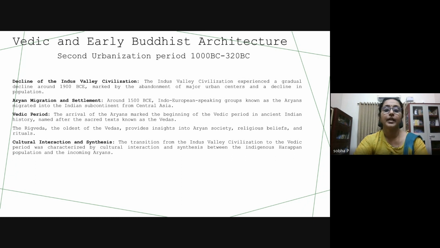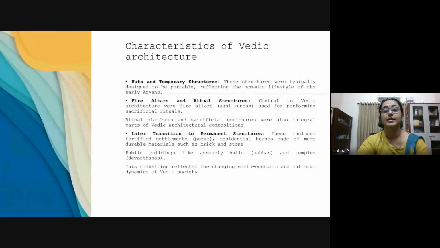And then the cultural interaction and synthesis, because in the transition from the Indus Valley civilization to the Vedic period, there was a kind of cultural interaction and synthesis between the Harappan population as well as the incoming Aryans. So that actually is the second urbanization period.